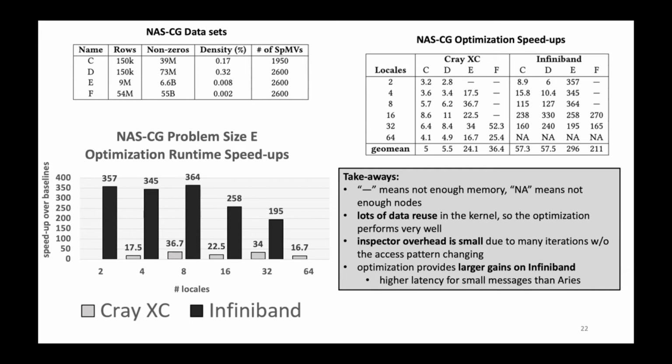Nevertheless, these are still fairly substantial speedups, and we see these for two reasons. One, we have a lot of iterations within this benchmark, which allows us to amortize the cost of the inspector. And the other reason is that these matrices have a lot of data reuse. So again, that goes back to the fact that we only replicate the value once. So the more times we need to use it, the more benefit we're going to get through the replication.